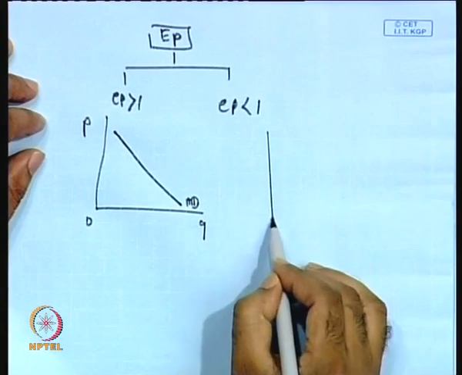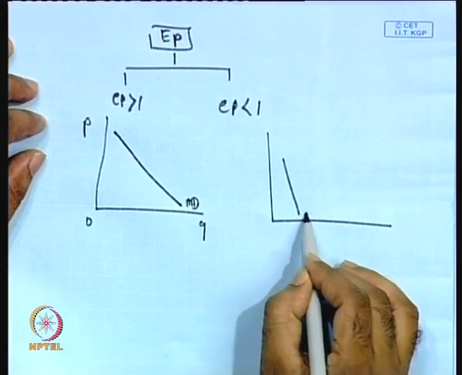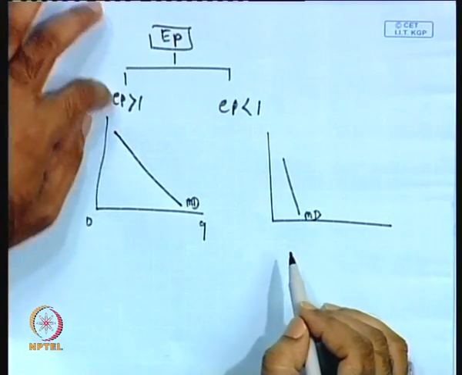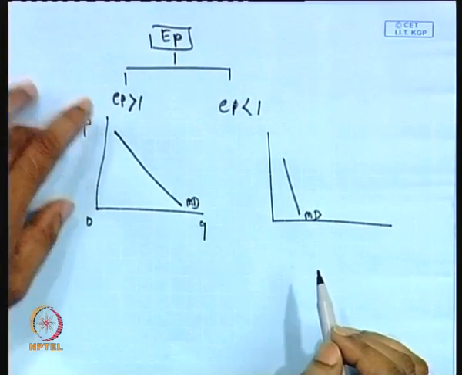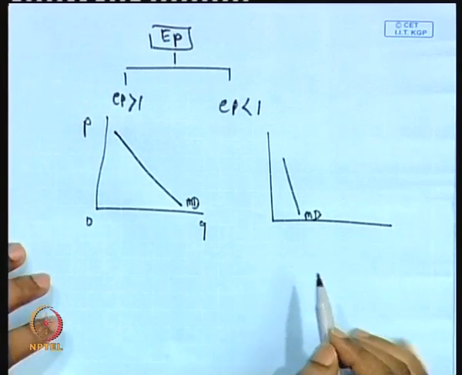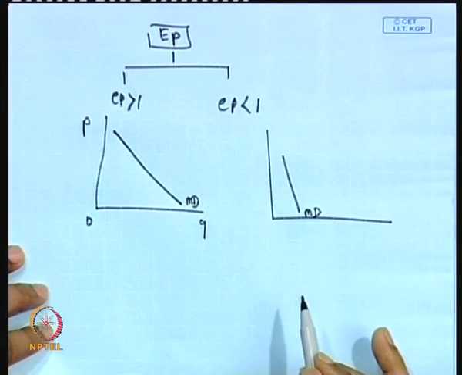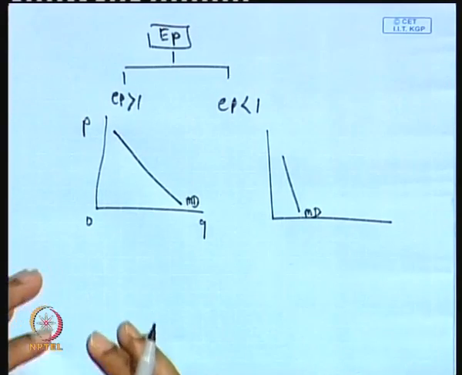And on the other side, when EP is less than 1, the structure of the demand curve is like this. This is also a market demand curve. This is for EP greater than 1, this is for EP less than 1. It is derived again through the existing theory, that is, market information. So now we have to see what is the shape and structure of price and quantity.